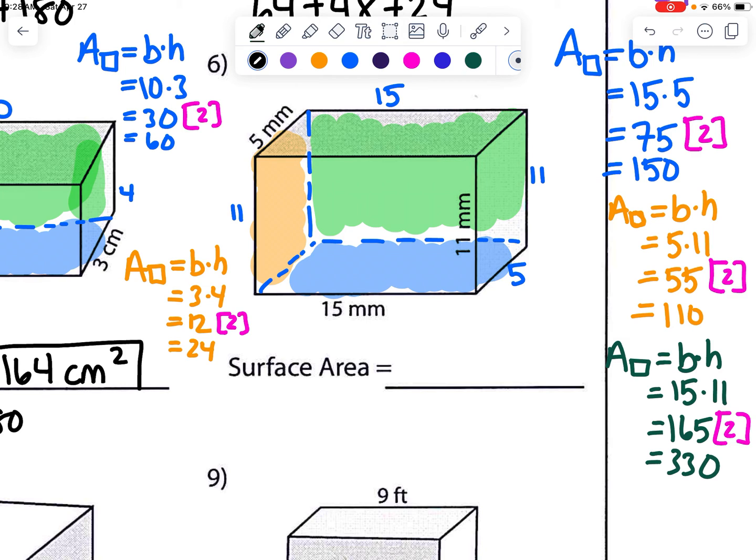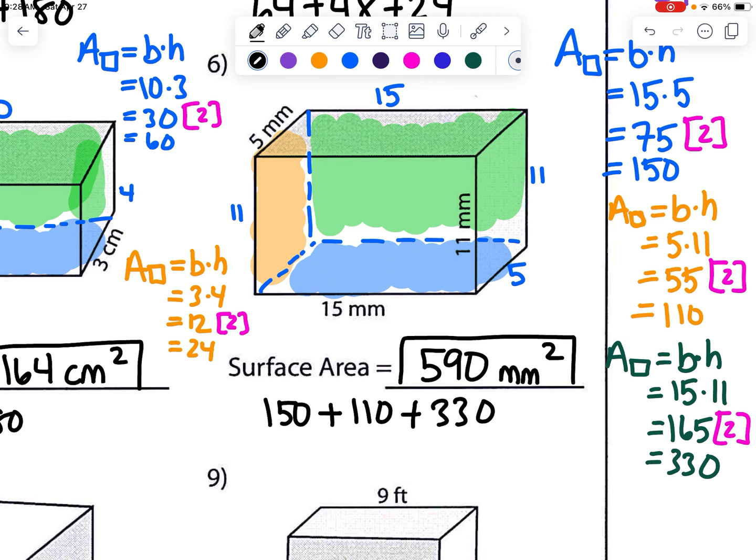And now it's time for the final step, we're going to add up all 3 numbers. 150 plus 110 plus 330. So let's add them up. And we would get 590 millimeters squared.